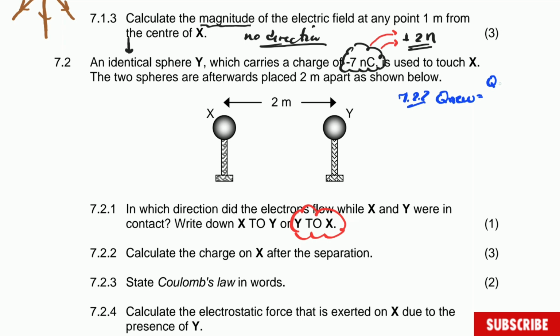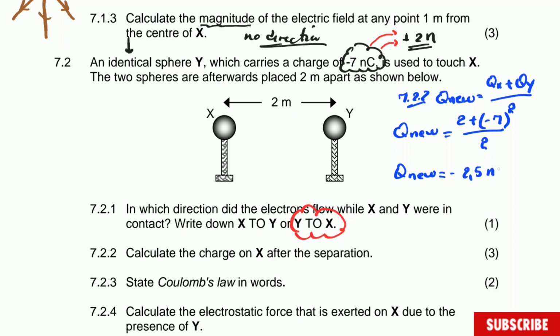It is the addition of Qx plus Qy divided by 2. And for this calculation, you do not have to convert, but the signs must be added here. So it is 2 plus minus 7 divided by 2. So the Q new is going to be equal to negative 2,5 nanocoulomb. It means that each sphere will be negative 2,5 nanocoulomb after separation. Very simple.